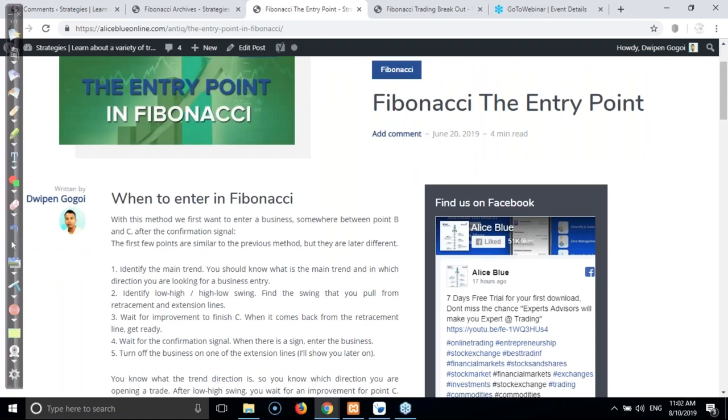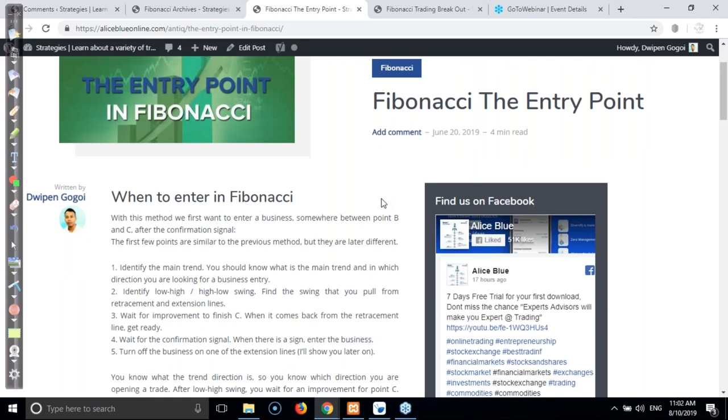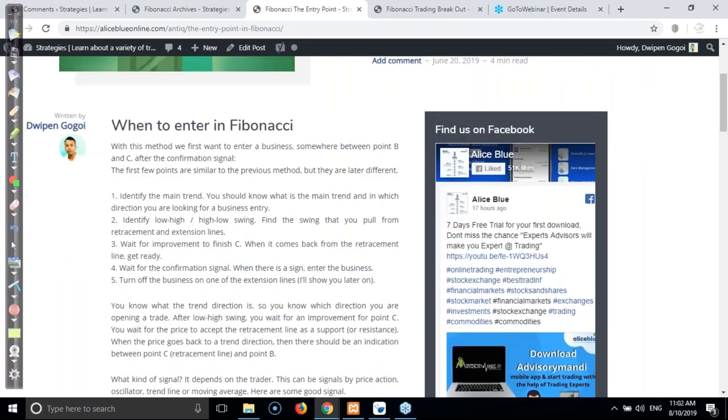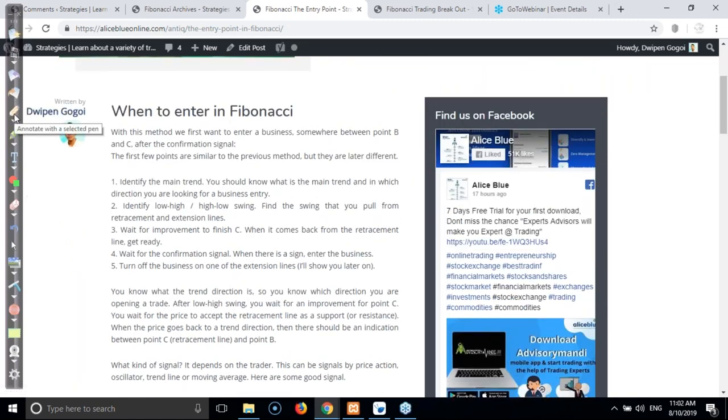To find out the entry point in Fibonacci, now some rules you just remember before you enter. You always find out the main trend, right? So suppose you wanna trade by using Fibonacci. First thing you always remember, you just find out the main trend, right? So how will you find the main trend?